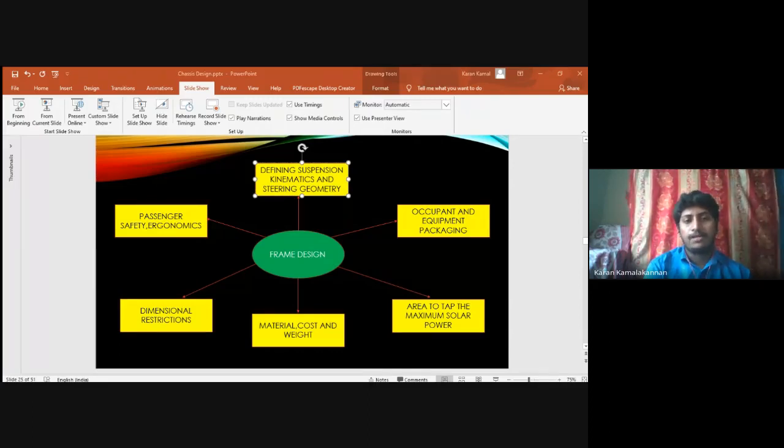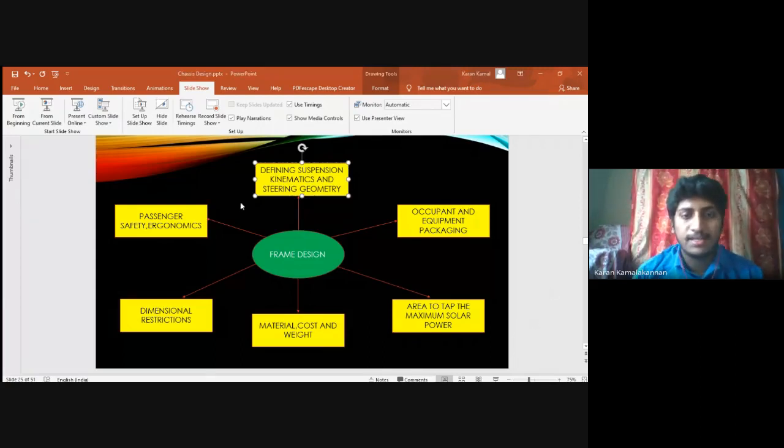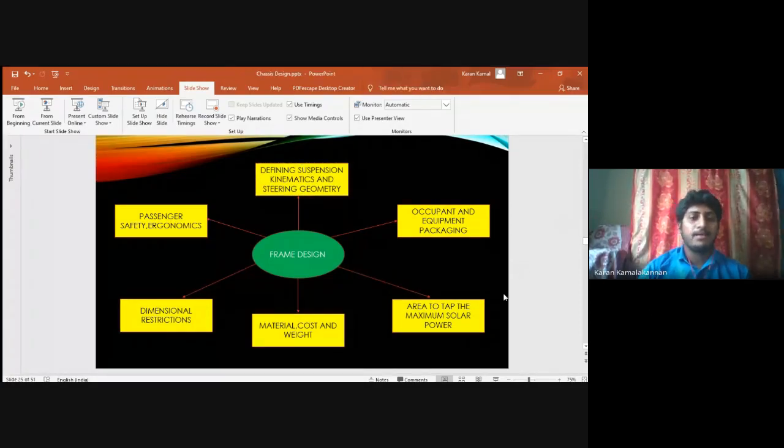Not like we will right away start designing and then constrain the wheel, suspension, steering and other things to make it compact. That will not yield the right result we expect. Fine. Okay, right. So we can see from the slide that it is defining the suspension geometry, occupant packaging, panel power, material cost and weight also play a significant role. Okay, and the dimensional restrictions and the passenger safety. This is the mind map of how to design a frame, thinking through the points.